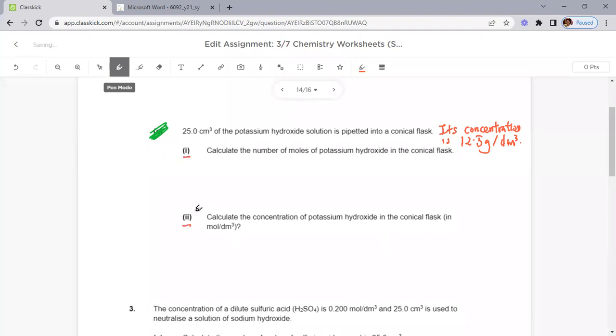Then you're going to try part 1, then you're going to try part 2. So now this will be your homework, this whole question here. I recrafted it, so imagine it's not linked to the previous part. I want you to try this. 25 cm cube of potassium hydroxide solution is prepared into a conical flask. Its concentration is 12.5 gram per dm cube. Go and find the number of moles of potassium hydroxide. Go and calculate the concentration in terms of mole per dm cube. So this will be your homework for today.